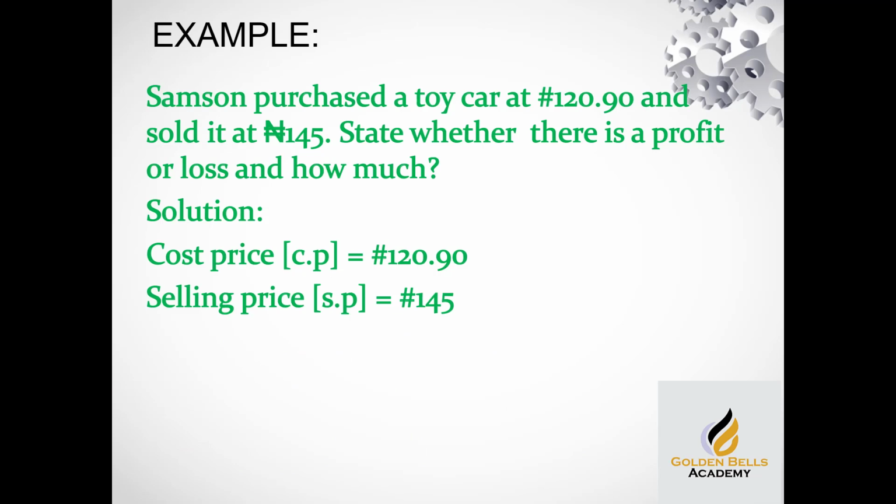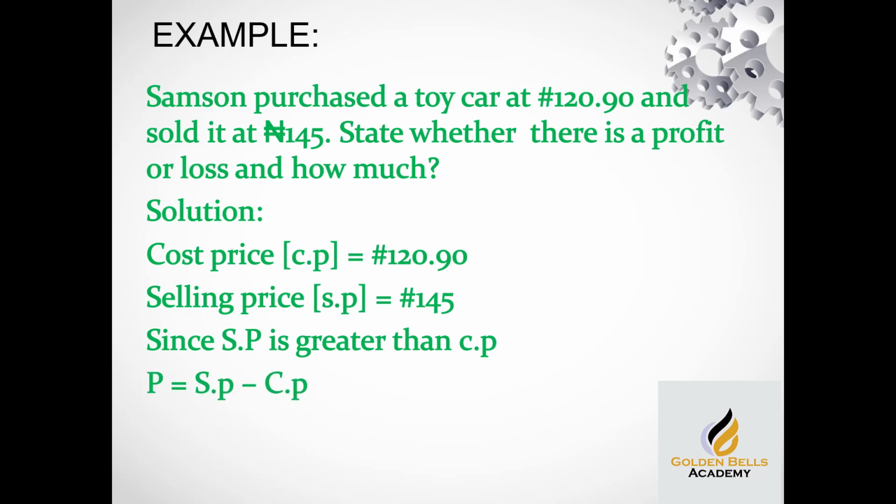145 naira. Okay, good. Now remember that in this question, the selling price is greater than the cost price. The selling price is 145 naira, while the cost price is 120 naira 90 kobo. So since selling price is greater than CP, we say P, which is the profit, equals SP minus cost price. So that is 145 naira minus 120 naira 90 kobo. And Samson made a profit of 24 naira 10 kobo. 24 naira 10 kobo is the profit made by Samson.